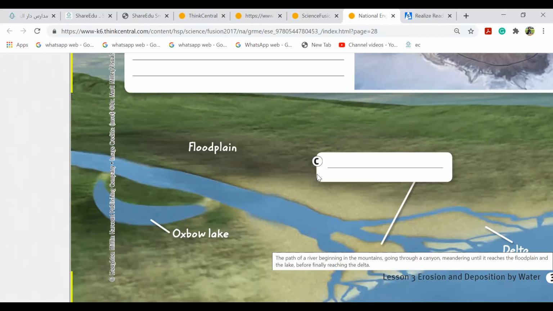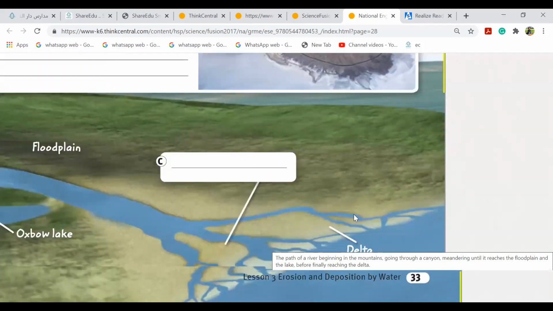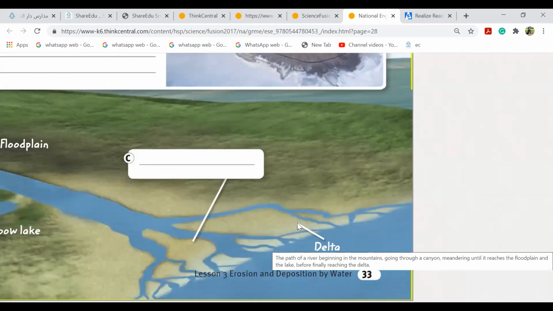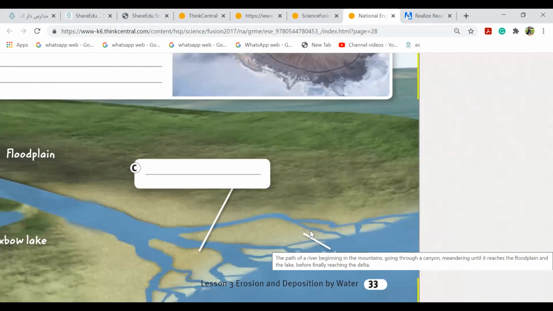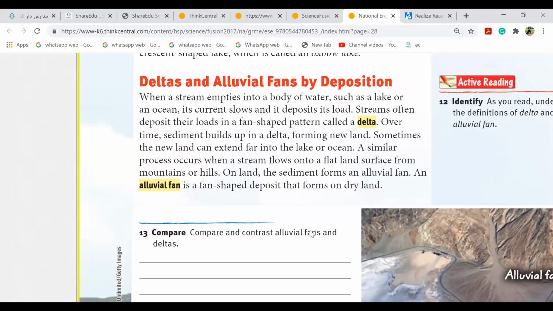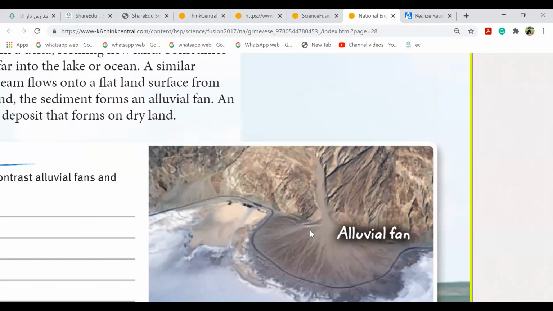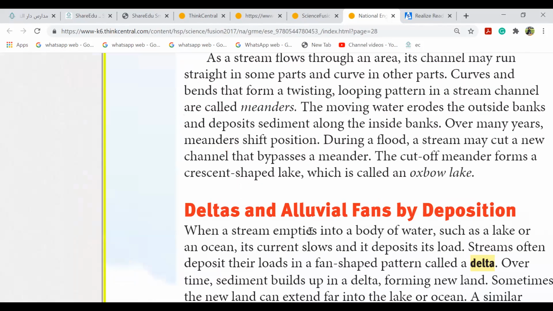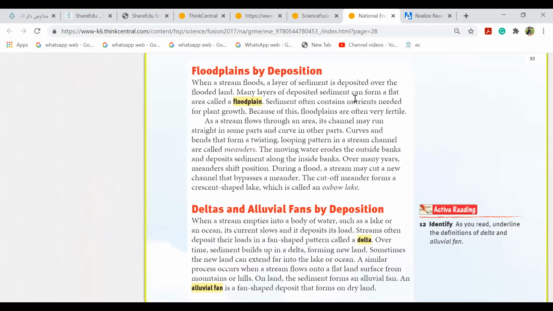The normal plane is a flat plane. And here the triangle shape or the fan shape is called a delta. Here is the alluvial fan. This is the alluvial fan. When we come to the definitions, many layers of deposited sediment can form a flat area called a floodplain. Sediments often contain nutrients for growing plants.